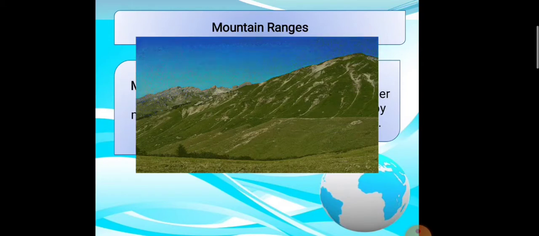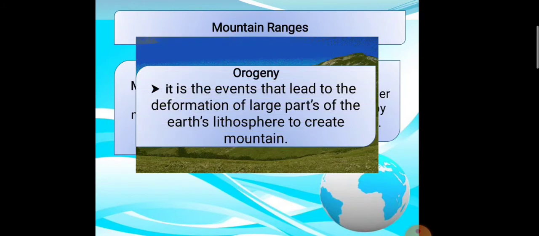This is the example of mountain ranges. So the orogeny is the events that lead to the deformation of large part of Earth's lithosphere to create the mountain. So that is what it is called, the orogeny.